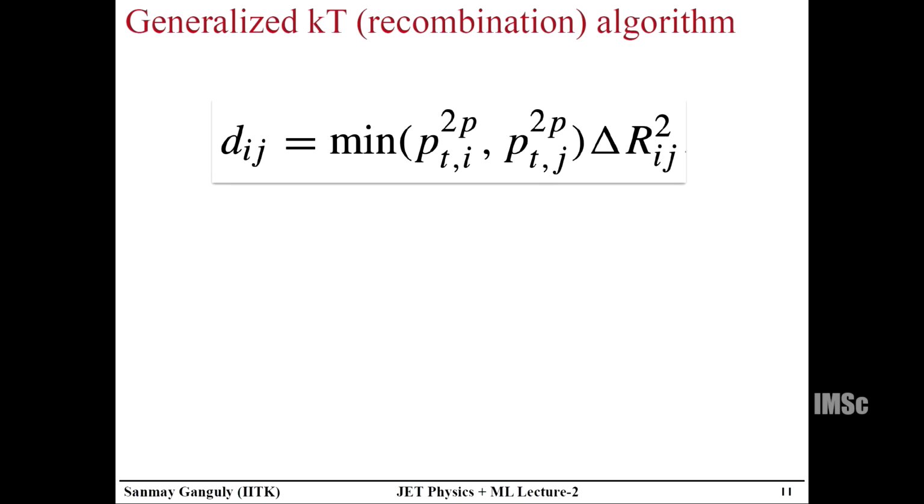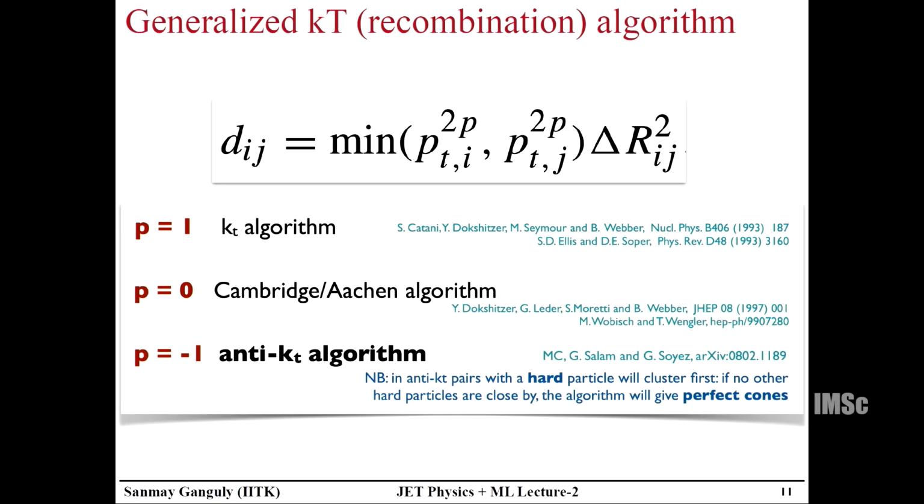Now let's try to understand this in a bit more detail. When p is 1, it's called the KT algorithm. When p is 0, it's called the Cambridge-Aachen algorithm. And when p is minus 1, it's called the anti-KT algorithm. Why anti-KT? Because if p is plus 1, something anti has to be given to the number minus 1. That's why it's anti-KT, nothing more than that.